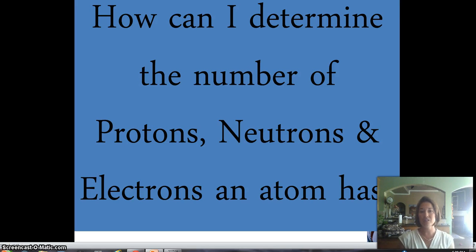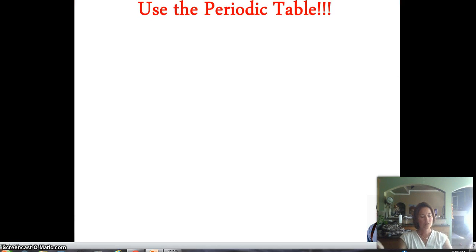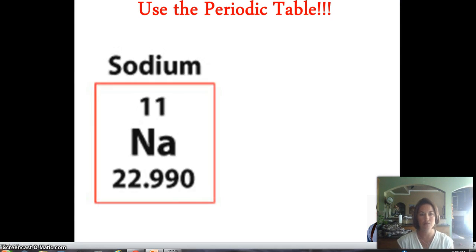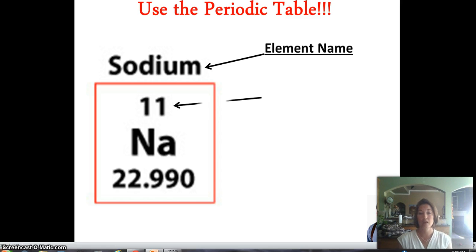So how can I determine, I being you, because I already know how to do it, how can I determine the number of protons, neutrons, and electrons that an atom has? Use the periodic table, that awesome tool that all chemists use. The periodic table is composed of all of those element boxes, and the element boxes give us a lot of information. They tell us the element name. They tell us the element's atomic number.